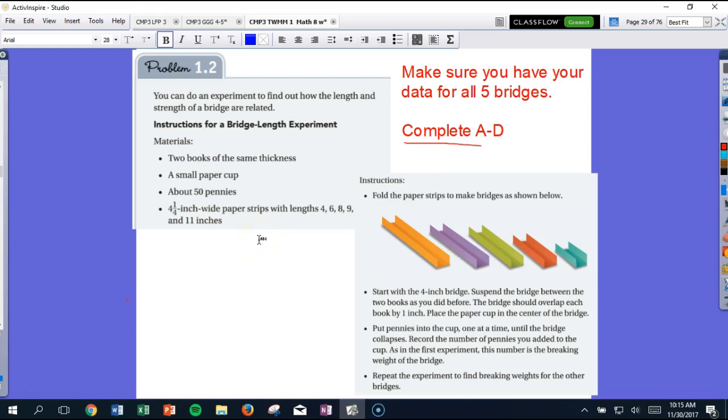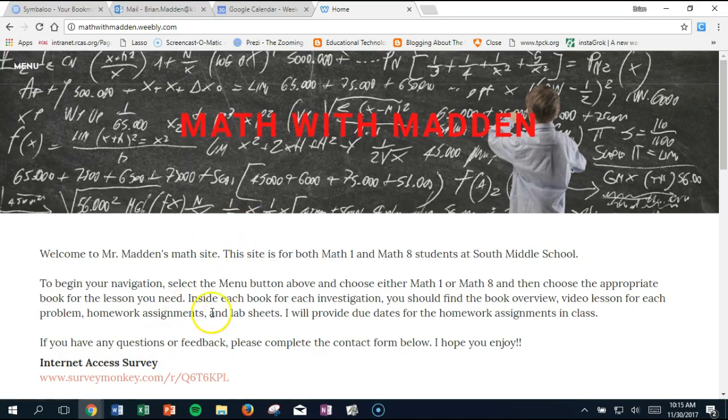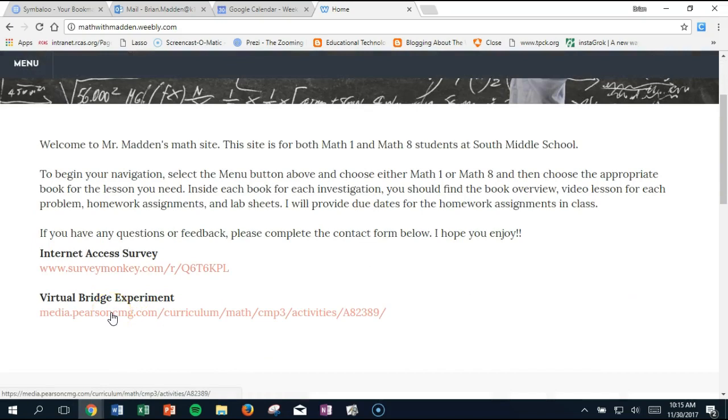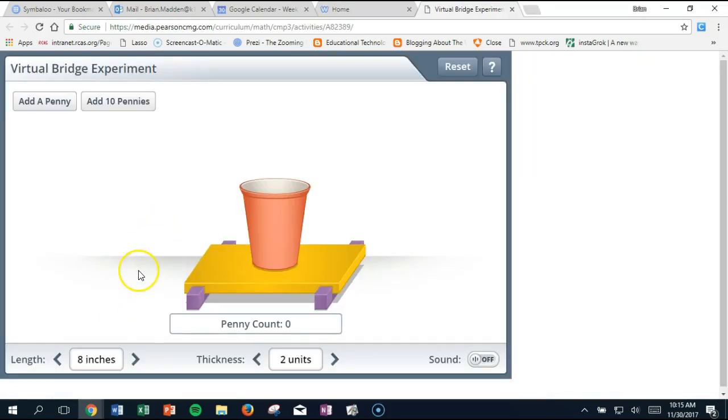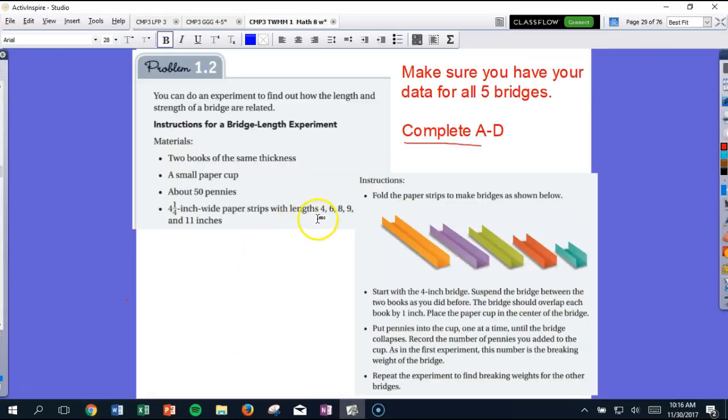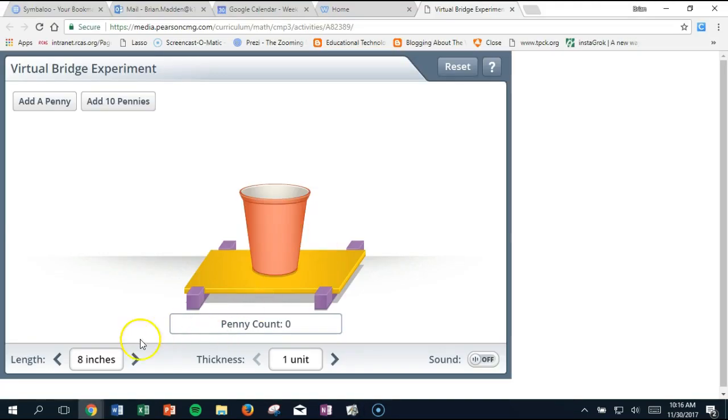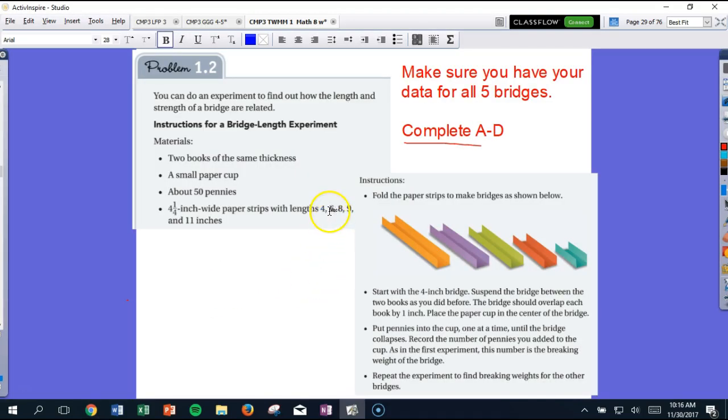So if we run over to my website real quick and we scroll down, clicking on our length for the bridge, we want to make our thickness down here 1, and as it said, we want to start with a length of 4, so bring it down to 4. Add as many pennies as you need to be able to break the bridge, and then we'll change that length to 6, 8, 9, and 11, and make sure in a table that we are recording all of our data. As it says, make sure you have your data for all 5 bridges.